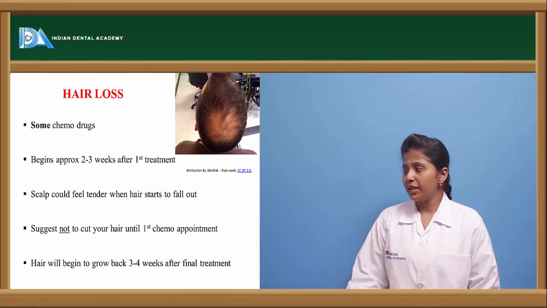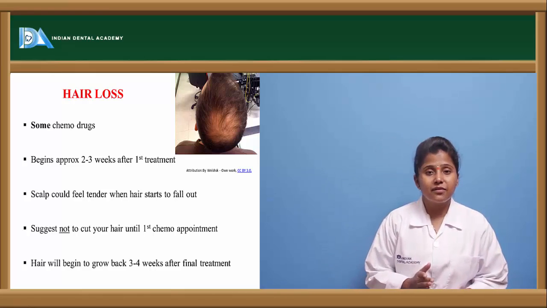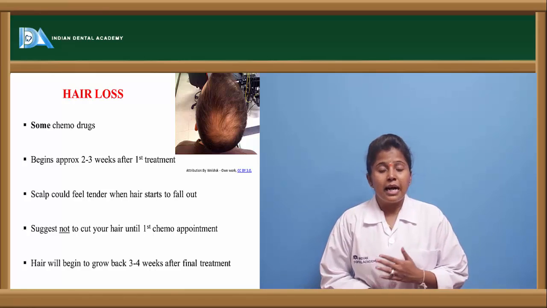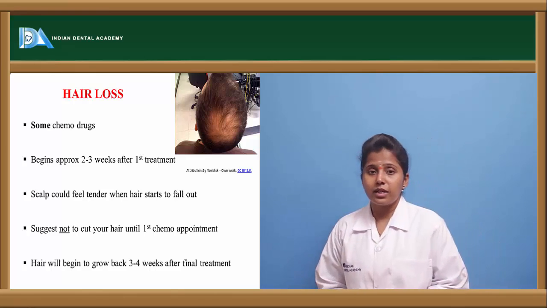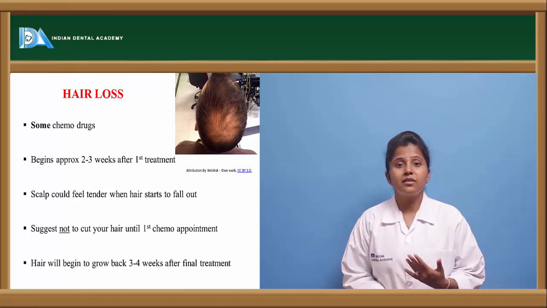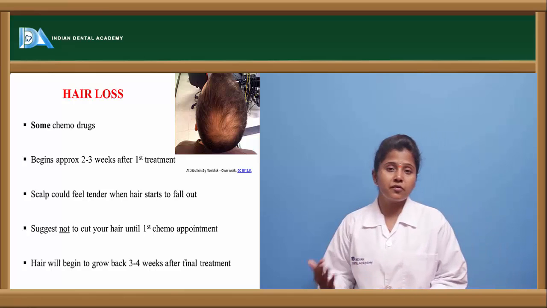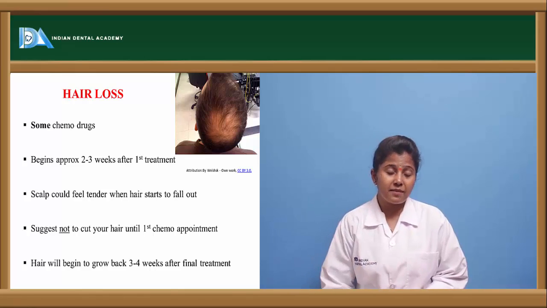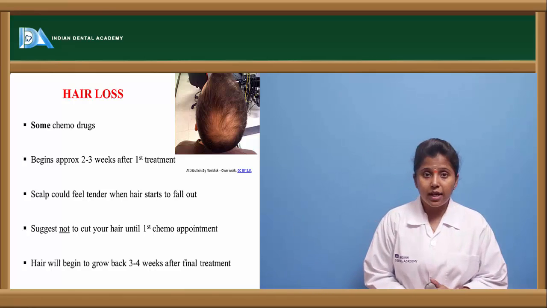Another suggestion is not to cut the hair. Once the treatment is given, we should not suggest that the person have a haircut. Why? Because there will be hair loss, and after the haircut there will be a synergistic effect on the hair loss. So a haircut is not recommended for a patient who is taking chemotherapy treatment. But in most of the patients, or we can say 95% of the patients, the hair loss can be prevented and hair growth can be observed after the final treatment. Once the final treatment is given, after 1 to 2 months the hair growth can be observed.